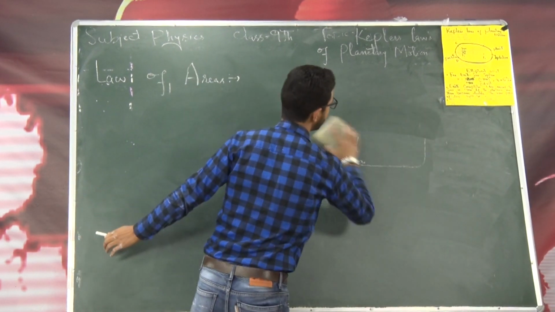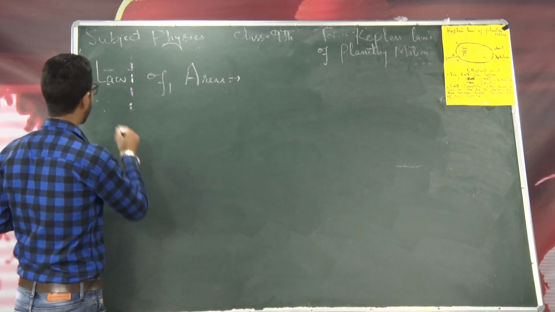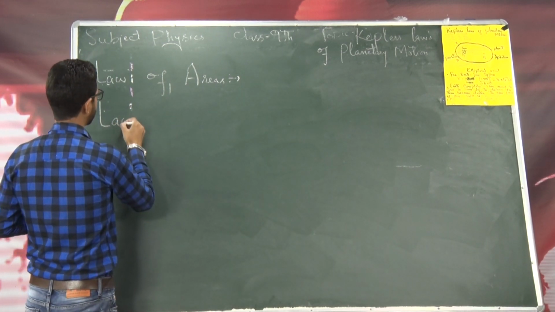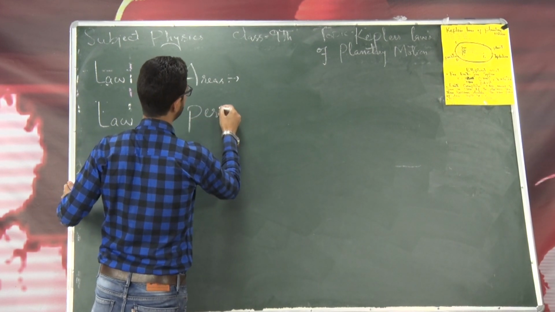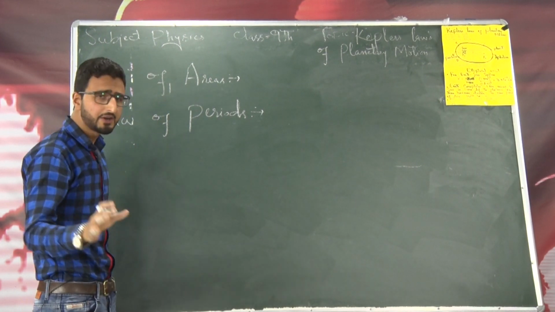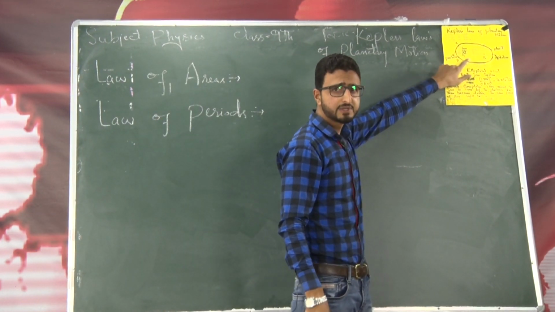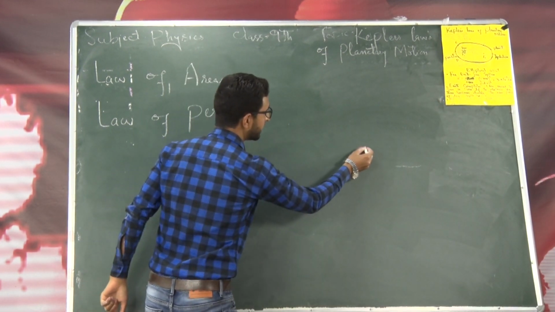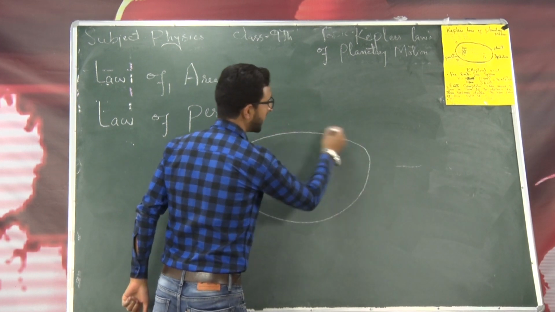Now let us discuss Kepler's third law, that is the law of periods. So let me write here Kepler's third law or law of periods. This is the law of periods, rather the time period we define here. Again I will draw an ellipse. If you can see this figure, this is an ellipse. Let me try to draw it here on the board. So this is an ellipse, that is the path followed by the planet.